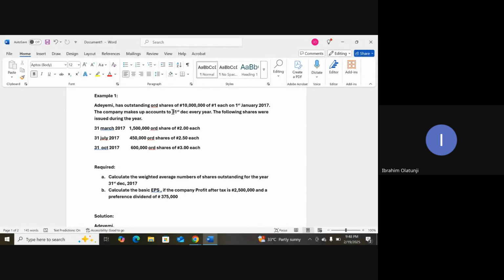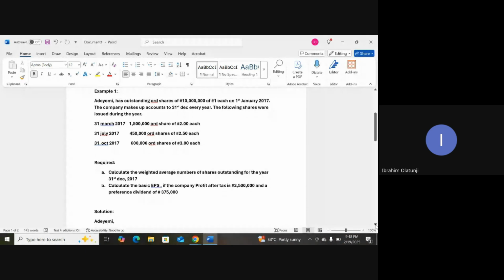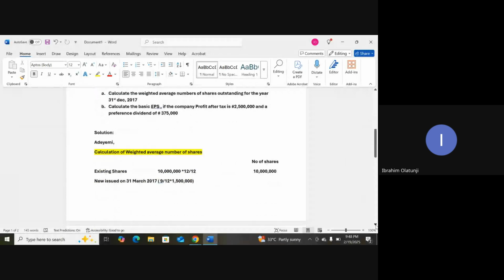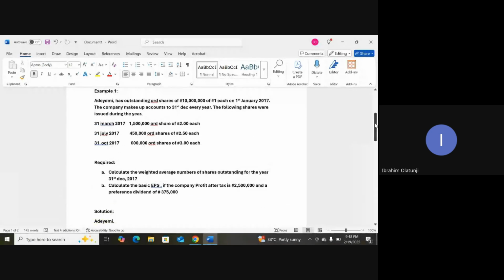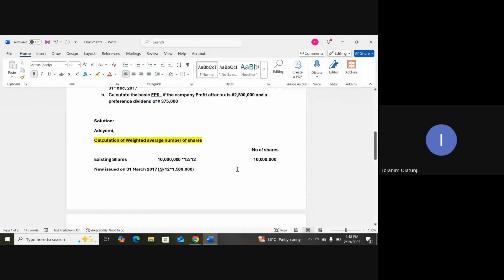If the new issue was issued 31st March 2017, that month is gone already. So then we now start counting from April to December. If you count that, you obviously count for nine months. So 9 months multiplied by the number of shares issued in that period, 1,500,000 shares. So how much do you have, if you prorate the number of shares based on the average?